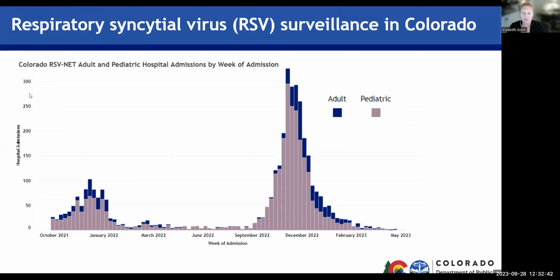So the above graph shows trends in RSV hospitalizations in adult and pediatric patients in Colorado, starting with the 2021 season to present. One thing I'll note here, which I will also explain more in depth on another slide, is that this data is actually only collected from the 5-county Denver metro area. So that includes Adams, Arapahoe, Denver, Douglas, and Jefferson County.